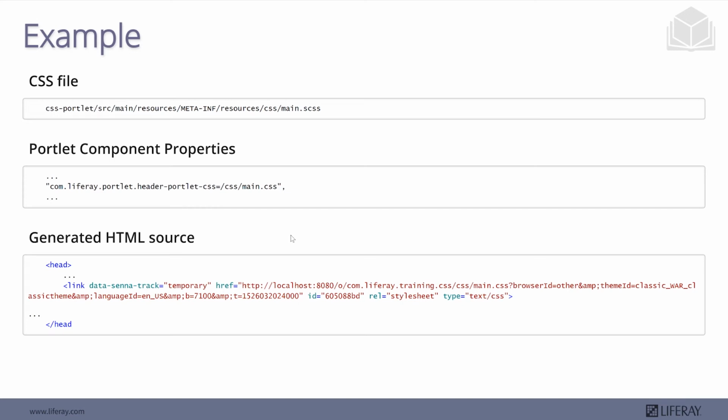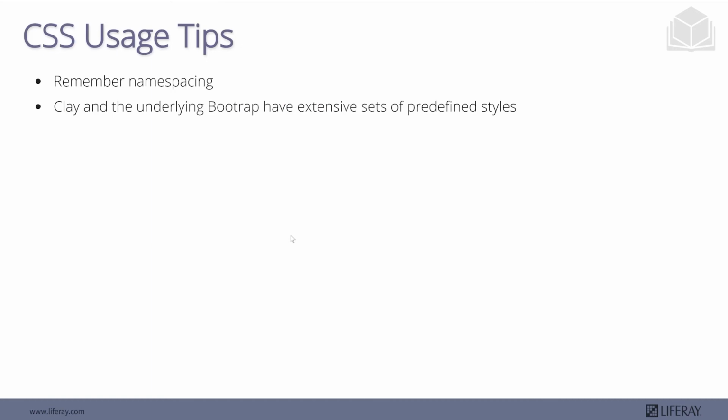is as so. So when using CSS, couple tips, couple tricks here. We got to remember that namespace. Again, namespacing is always important to preserve the uniqueness and to ensure that we're targeting the right thing. And we have Clay to help us with a lot of our implementation of the CSS, right?